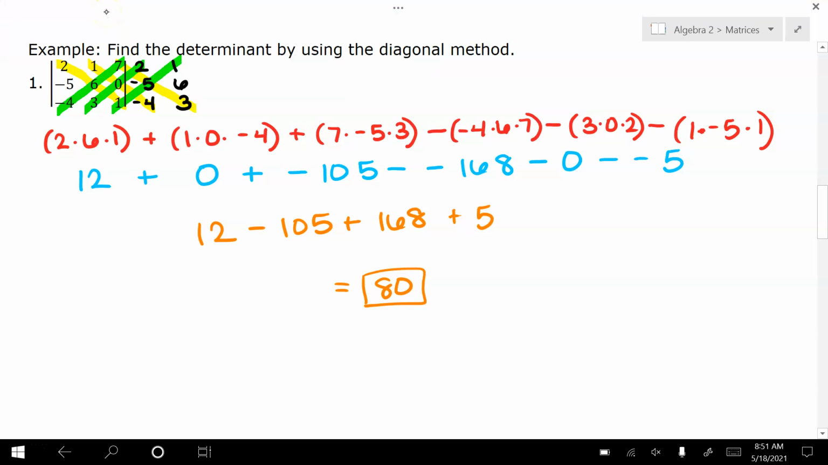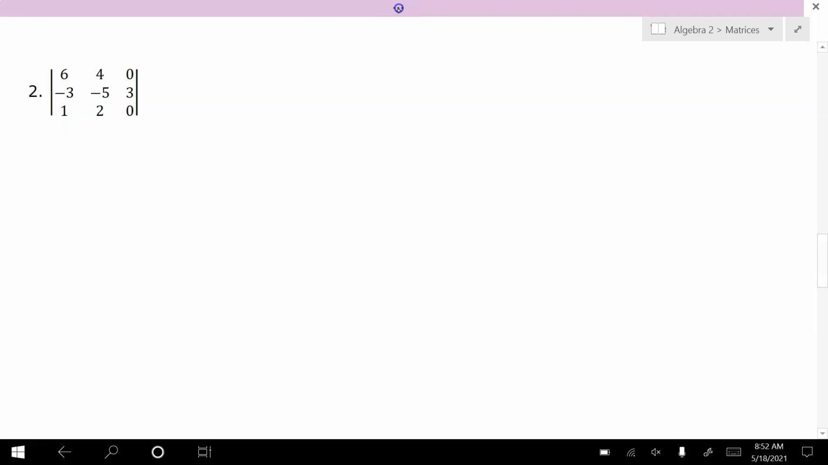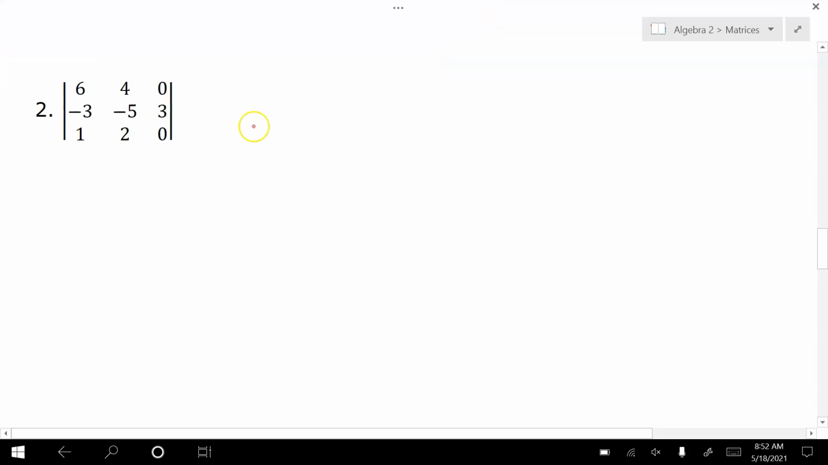Okay, so that's the diagonal method. I want you to try the second one on that page using the same method that I just used. Draw those diagonals in, multiply the numbers, and then watch your signs, adding and subtracting at the right spots.